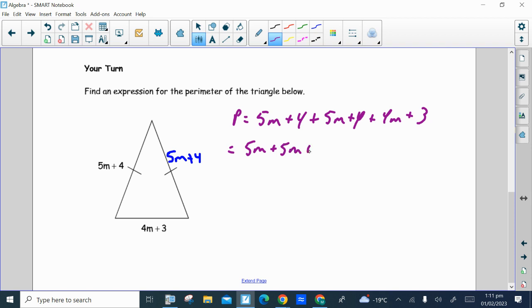So we'll collect our like terms together, all the m's, m to the power 1, and all the integers, 4, 4, and 3. So this gives us 14 m's, 4 and 4 is 8, plus 3 is 11.